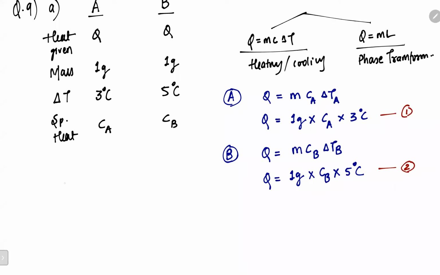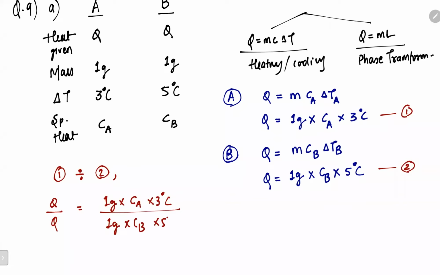Now, I want you to divide equation 1 by 2. When you divide equation 1 by 2, what do you get? Q upon Q is equal to 1 gram into Ca into 3 degrees Celsius upon 1 gram into Cb into 5 degrees Celsius. Do you get that? Yes, sir. I have divided both the equations.